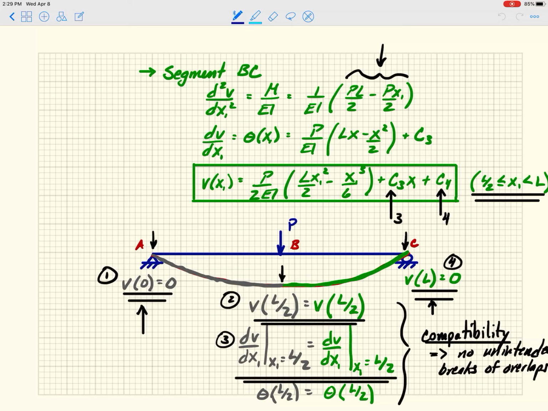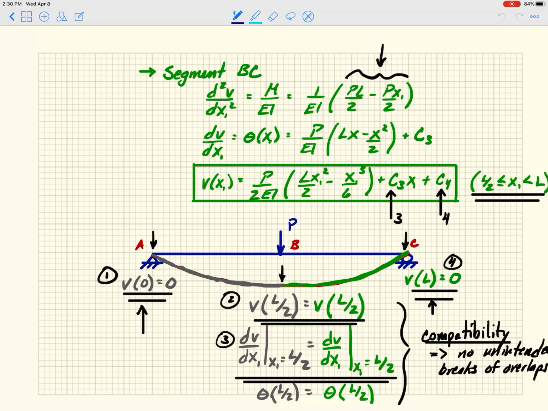So the ones that we have, and if you look here on the lower part of the slide, I'm redrawing my simply supported beam with the point load in the middle, and then I'm drawing the deformed shape. What you notice for the deformed shape of the gray segment, segment AB, and the green segment, segment BC, is that they have the same displacement and the same slope under the point load, right? And they have to, because compatibility ensures that there are no unintended breaks or overlaps, right? So that's the black text on the right.